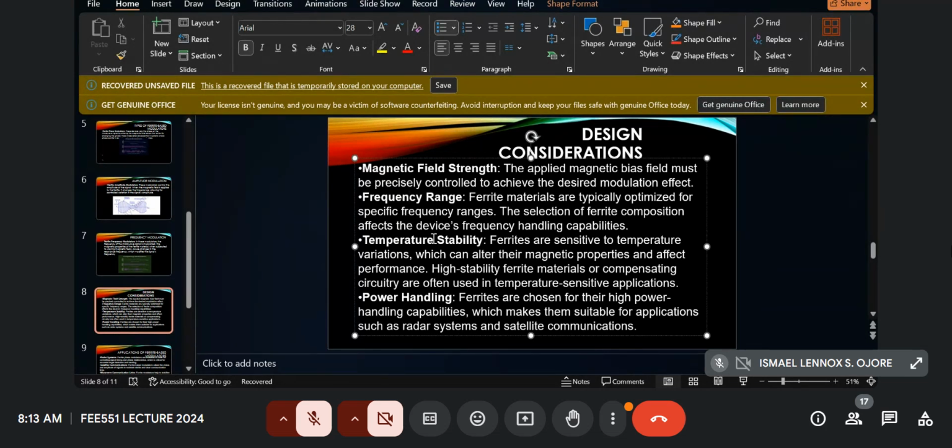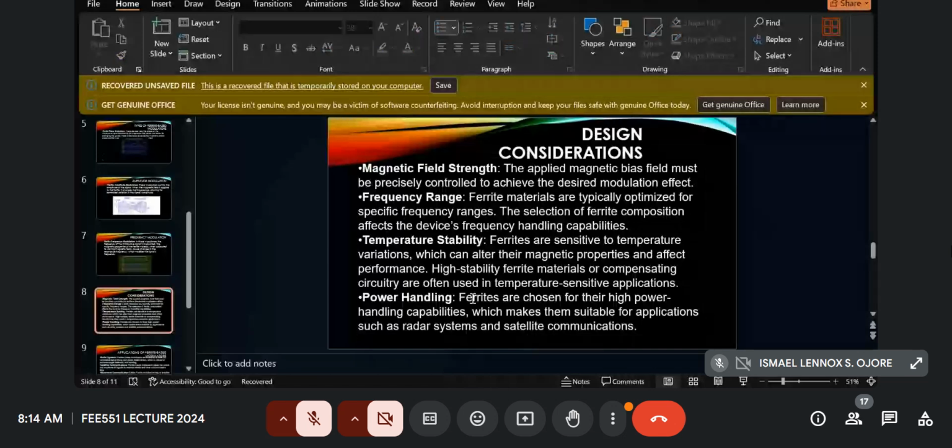Then they are temperature sensitive, such that ferrites are sensitive to temperature variations, which can alter their magnetic properties, affecting their performance. For high stability, ferrite materials or compensating circuitry are often used in temperature sensitive applications. This means that it can be a limitation in their use. In power handling, we see that ferrites are chosen for their high power handling capabilities, which makes them suitable for applications such as radar and satellites.